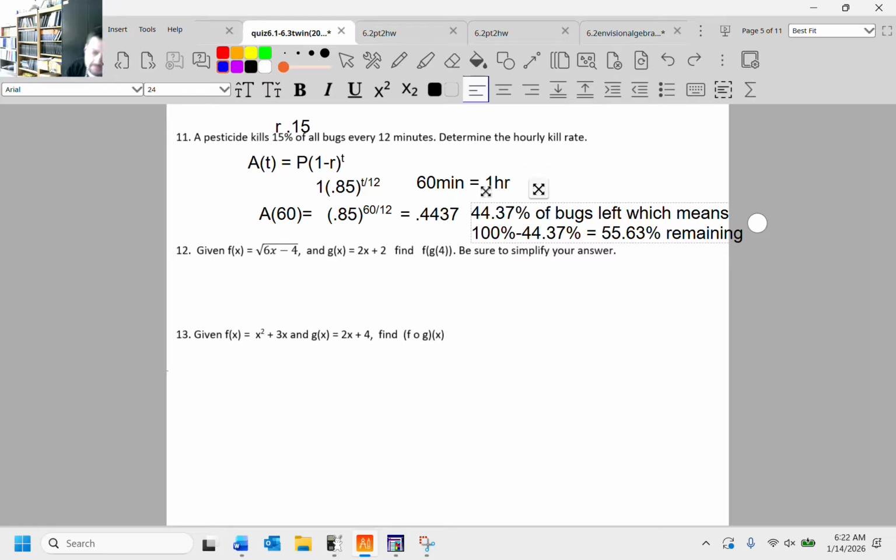So, I can tell you right now that a lot of kids, I'll make this multiple choice, a lot of kids will pick the 44.37. But the thing is your formula is the amount after time left. And I just said that there was 100% of all bugs. That's why I let the P be that. Maybe I should have put 100 here. Maybe that would have made more sense. Put 100 there, because you have 100% of all bugs.